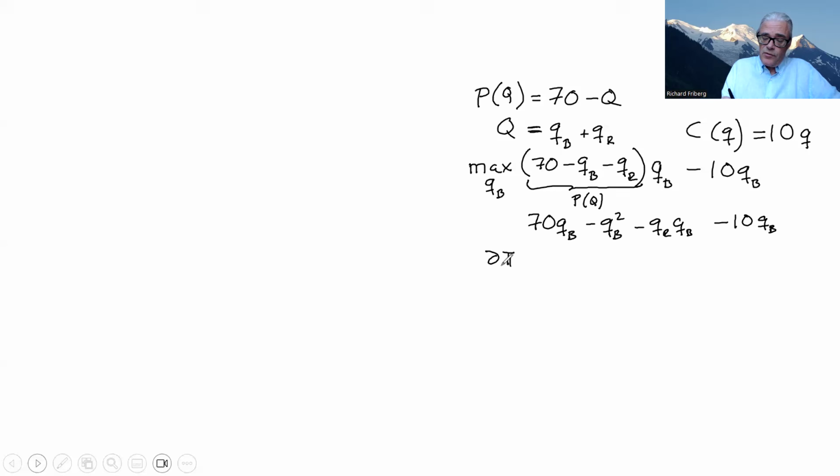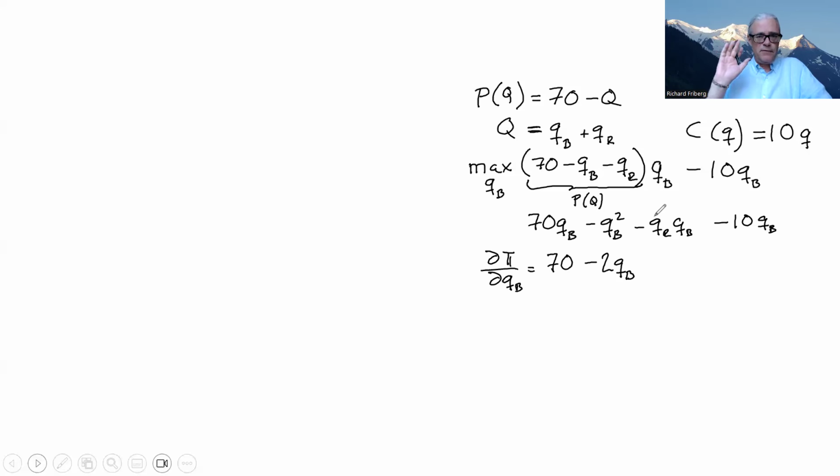So we differentiate this with respect to QB to find the top of the hill. 70 QB differentiated with respect to QB is just 70. The 2 moves down here. And now comes the deep thinking that Cournot did. When we're changing QB here, what should we be thinking about red's quantity? We could think that there's some strategic interaction here. I'm blue, I'm thinking if I do this, what will red be doing? If I change a bit on the margin, how would they be responding? We could have lots of different ways of thinking about this.